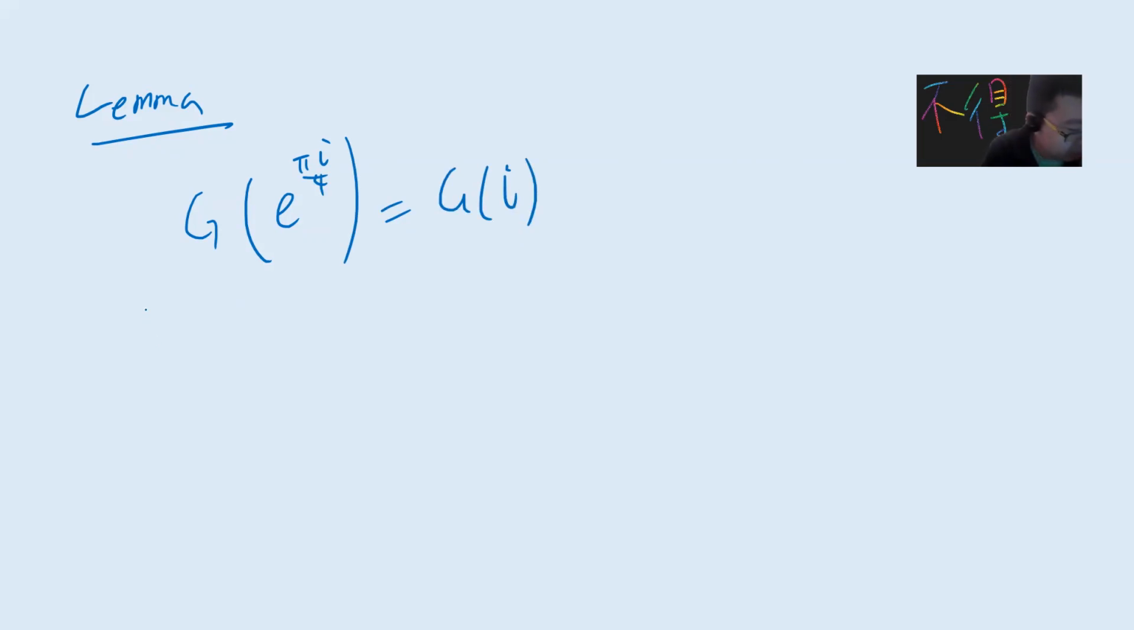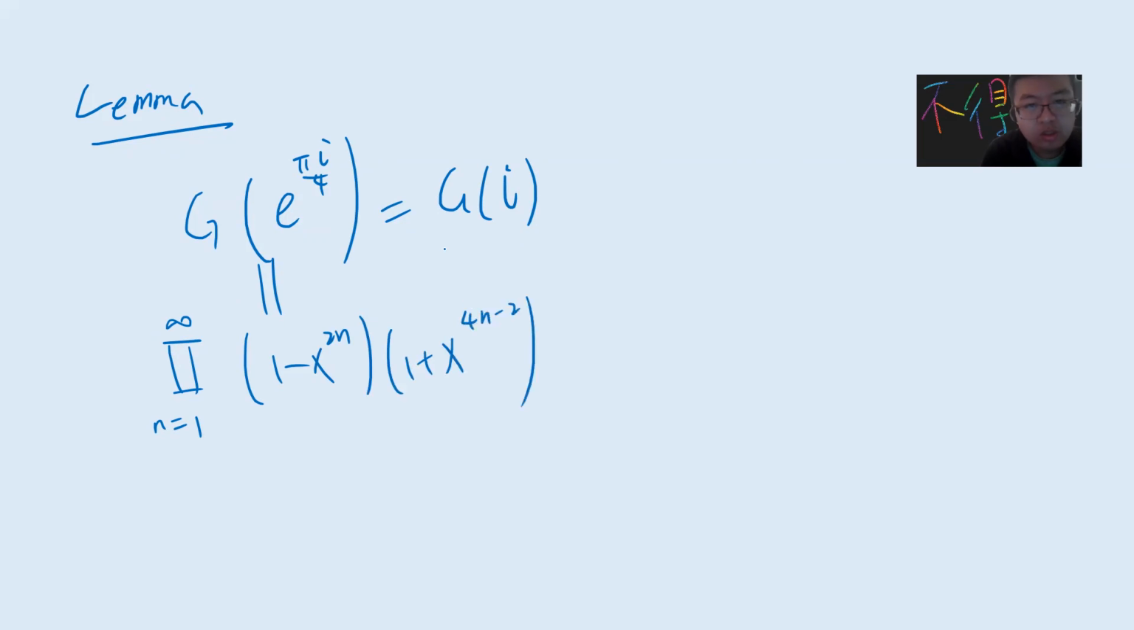Okay, so the reason is that this is the same as the product over n from 1 to infinity of (1 - x^n)(1 + x^n)^(-2). You can just write down the definition. Remember this g, you just plug in by your definition, and you can see that this is the definition, and then you can see the following, right?